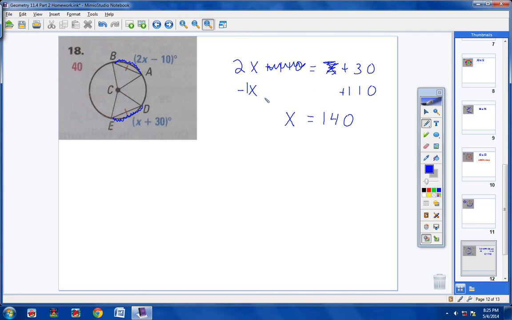Okay? Now, let's see, where did we make a mistake here? 2x. Oh, I copied the problem wrong. Well, I apologize, guys. I don't want to mess that up. I'm sorry about that. It's 2x minus 10. Where's my mistake? Okay, sorry.